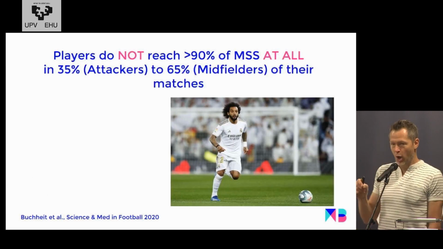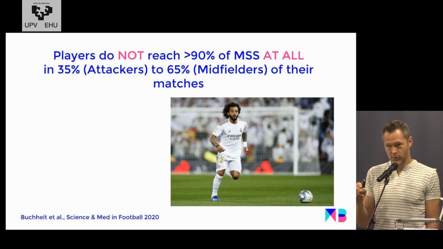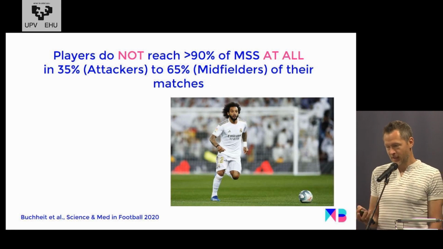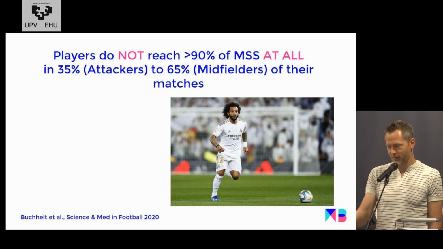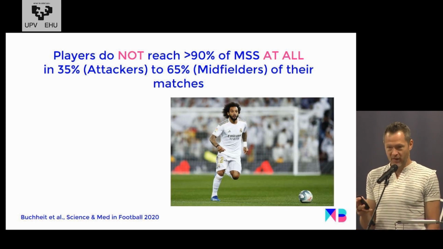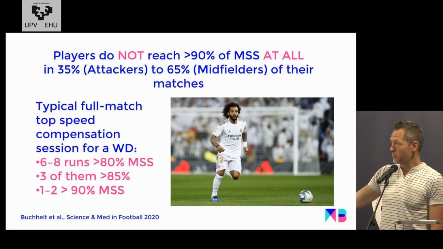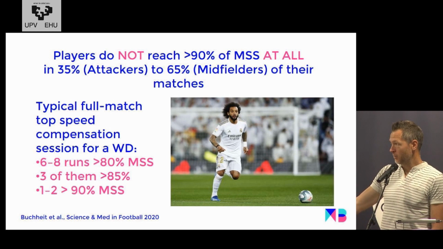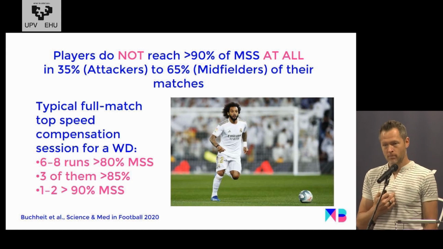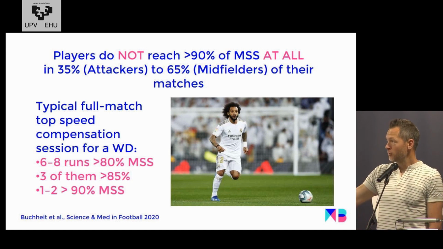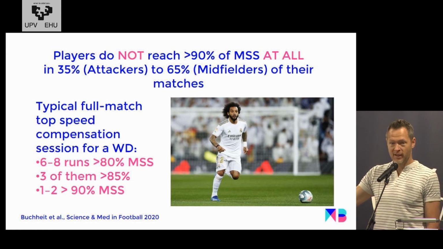Then, going a bit further into how many of those sprints and speeds to implement. That's data we did on the PSG data a while ago now. I said PSG data, and I have a picture of Madrid, but it's coming from 4 or 5 years of data from PSG. And we looked at the typical running sequences during a match. On average, a wide defender does about 6 to 8 runs above 80% of his own maximal sprinting speed. 3 of those 8 are touching the 85% threshold, and there are 1 to 2 touching 90.